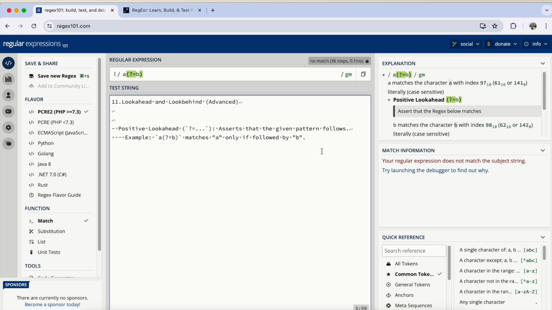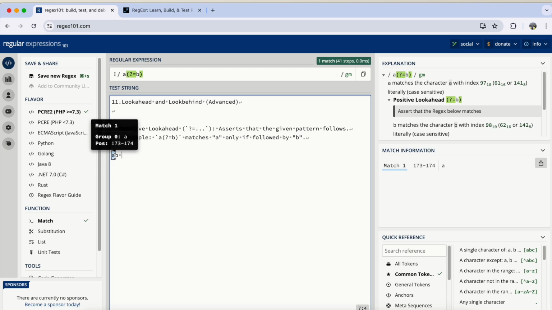For example, if I type here AB, see it is matching with this A, one match. If I suppose I type AC, it is not matching because A is not followed by B, right? It is called positive look ahead. Match A only if it is followed by B. Here A is followed by B, so it is matching, so there is one match. So this is called positive look ahead.